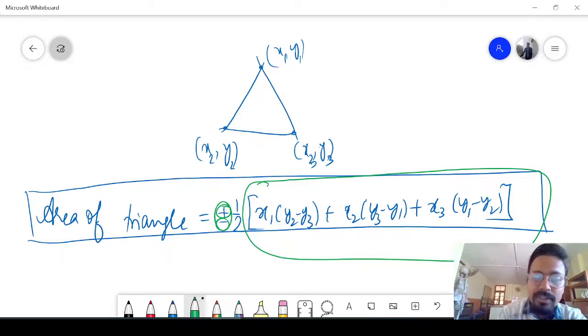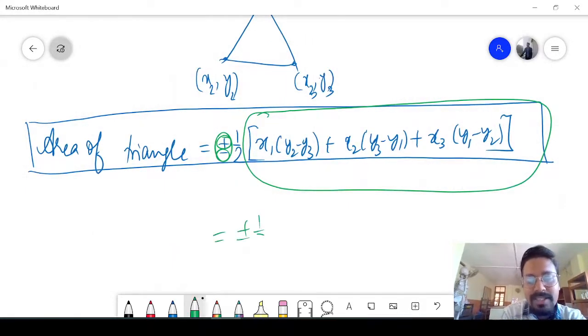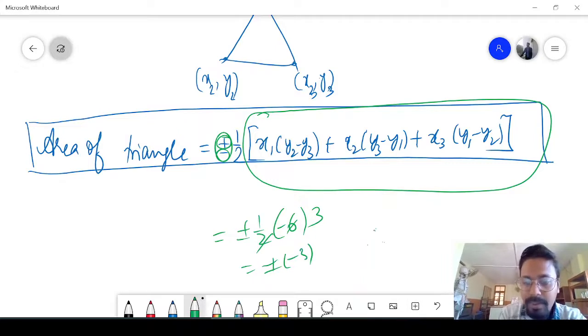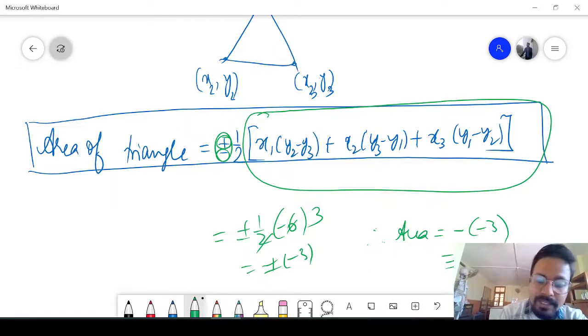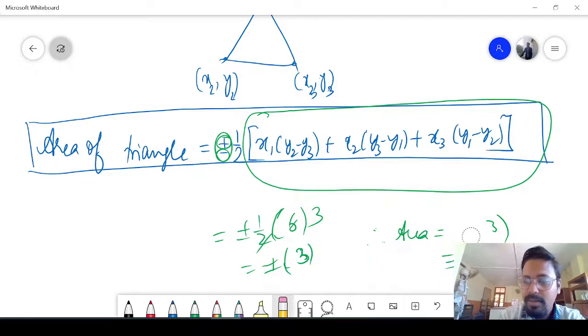Suppose after solving the whole thing, you get something like this, plus minus half into minus 6. So 2 and 3 will cancel, you get plus minus minus 3. So therefore we will use area equal to minus of minus 3, so that we get 3. If you get suppose plus 6, then in this case it will be plus 3, so you will be using plus. Understood? In this case you will be using plus 3, that is 3.